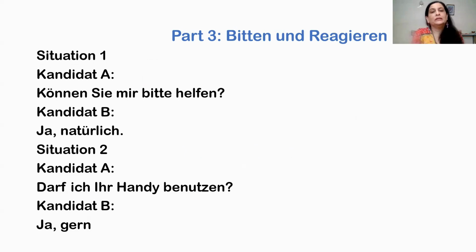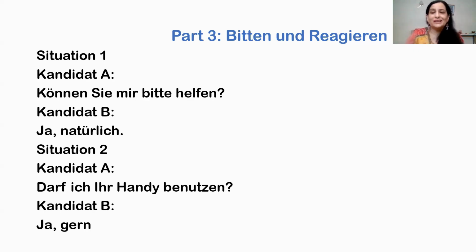Now, coming to part three, bieten und reagieren. This means ask and respond. Now, suppose situation one, there are two candidates, candidate A und candidate B. Können Sie mir bitte helfen? Can you please help me? So candidate B will say, yeah, natürlich, meaning, yeah, naturally. Now again, situation two, candidate A will ask, darf ich Ihr Handy benutzen? Can I use your mobile? Handy is mobile. Then candidate B will say, ja, gern. Yes, sure. Okay, these are the different situations. This is called ask and respond.